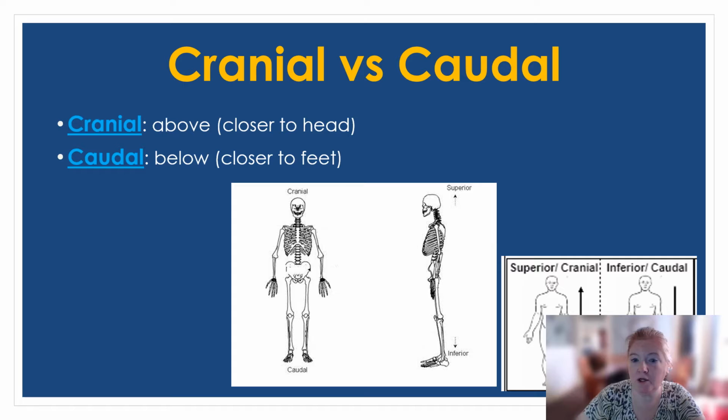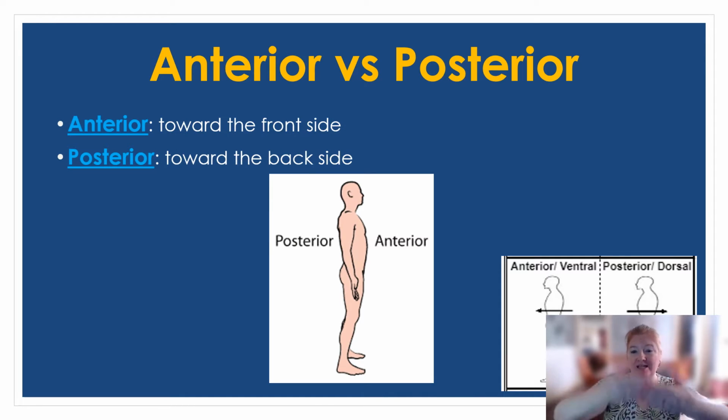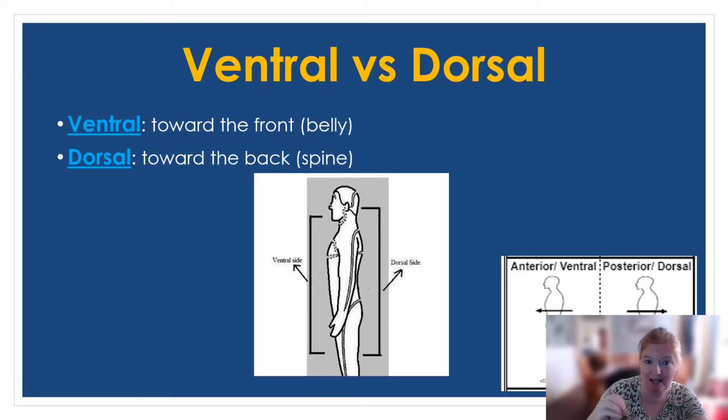Then we have cranial versus caudal. So these mean the same as superior and inferior. So a way to remember it is cranial, cranium, closer to the head, and then caudal is the feet. We have anterior versus posterior. Anterior closer to the front of your body, posterior closer to the back of your body. And then just like that, we have two alternate terms, ventral versus dorsal. Ventral closer to the front, the belly side, dorsal closer to the back.